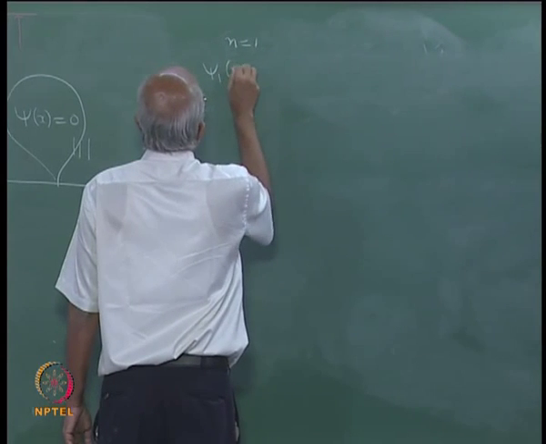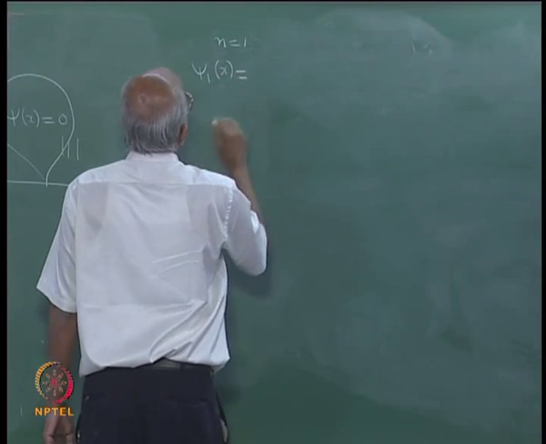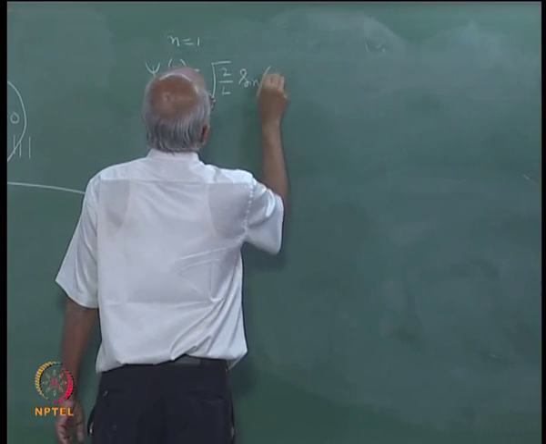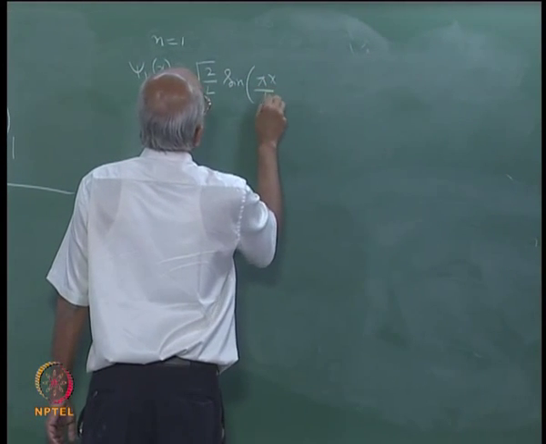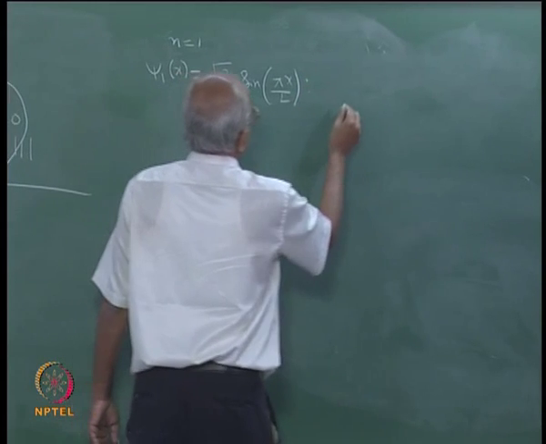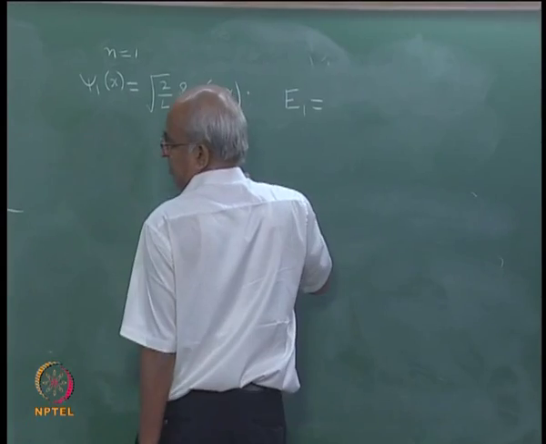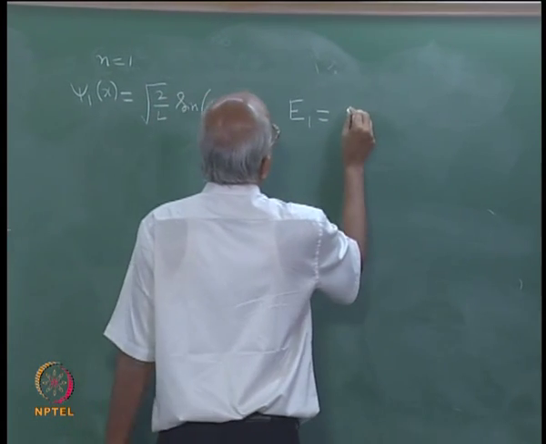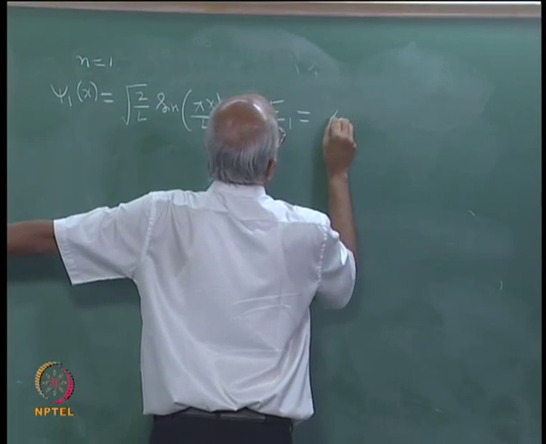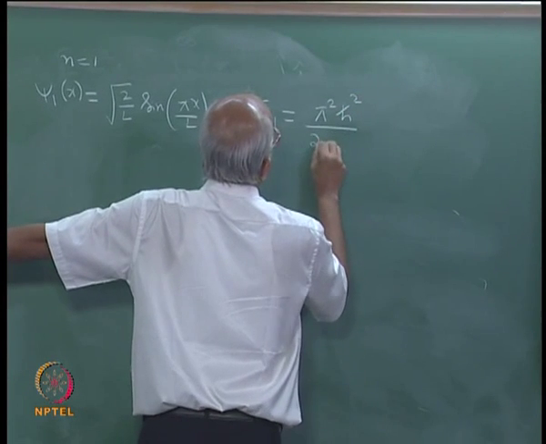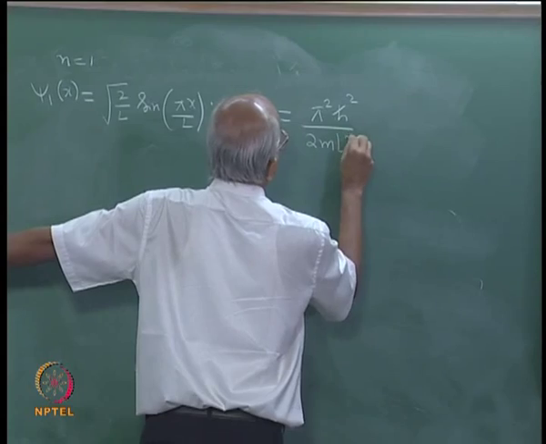If n is equal to 1, I will have the function psi 1 of x, which will be given by square root of 2 by L sin pi x by L. The associated eigenvalue will be E1, which is equal to, what is the expression? In that expression which is occurring there, you will have pi square h cross square divided by 2 m L square.